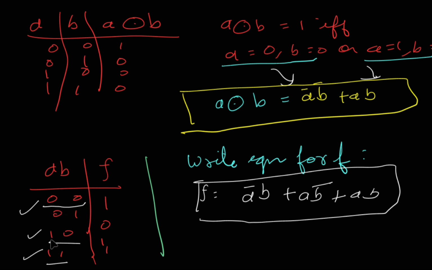Here A1 B0, which means A B bar. Here, first of all A0 B0, so A bar B bar. Then A1 B0, A B bar. Then A1 B1, AB. Right?